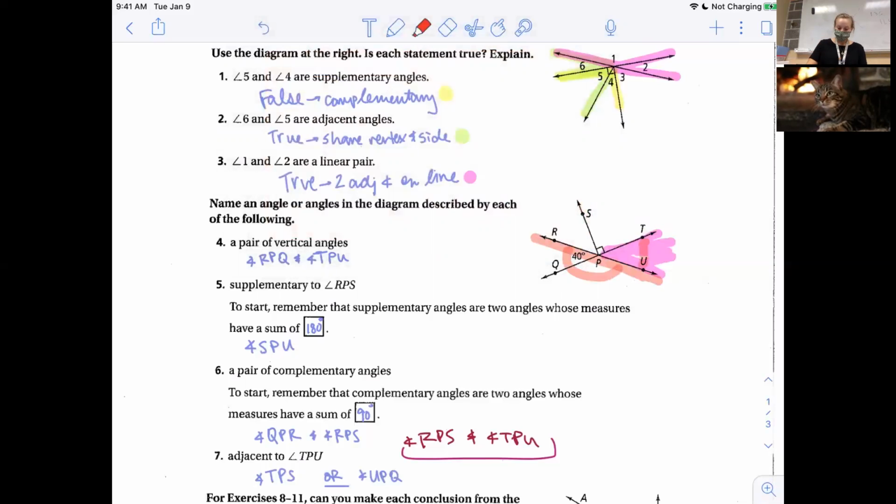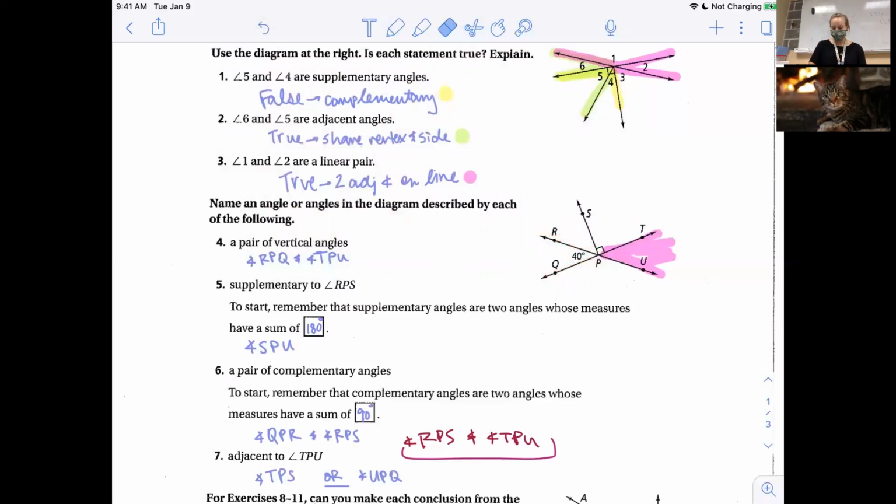Can I do QP what? QPR. Nope, those don't share a side. They have to share a side and a vertex. Good question. Actually, what's the name of this relationship between these angles? It starts with a V. Vertical. Vertical angles. Very good.